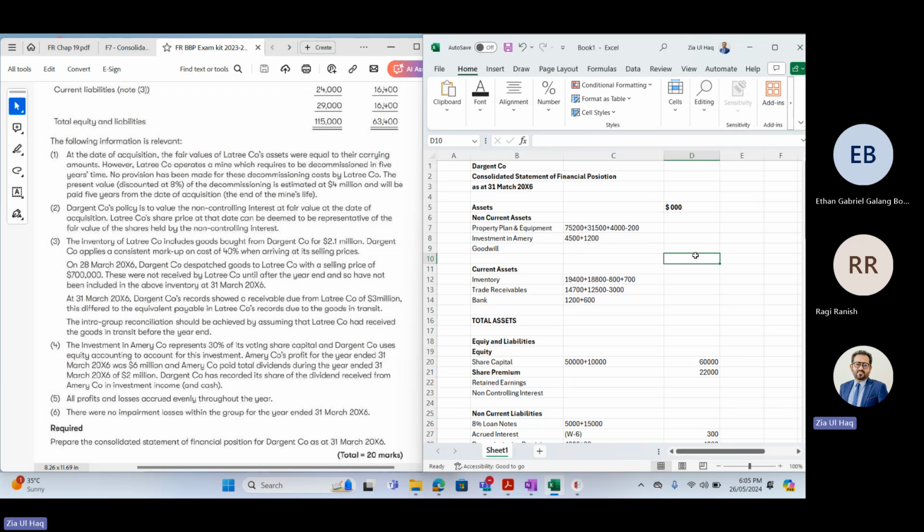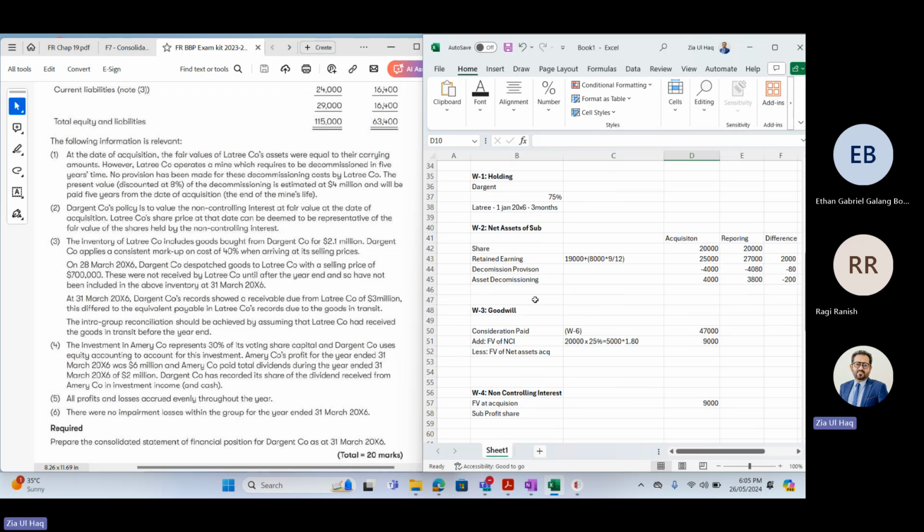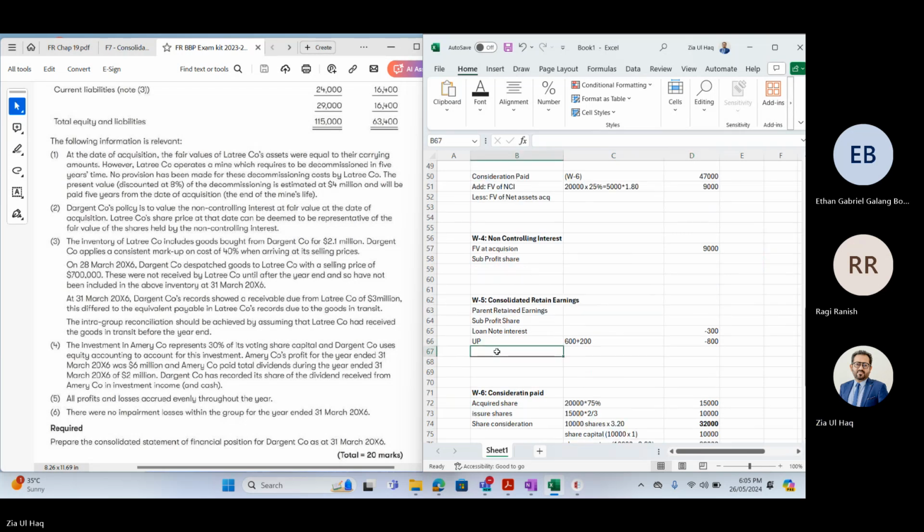Consolidated reserve retained earnings should be added with the parent company's share of profit in Amric. How have we calculated this? 6,000 minus 2,000 is equal to 4,000 multiplied by 30%. So that is 1,200. That should be added.